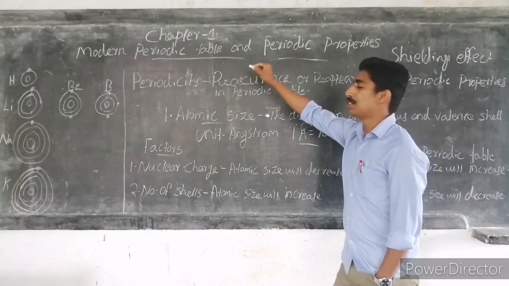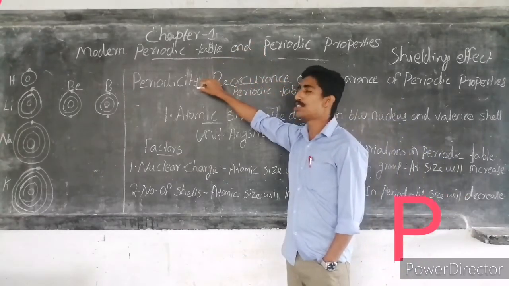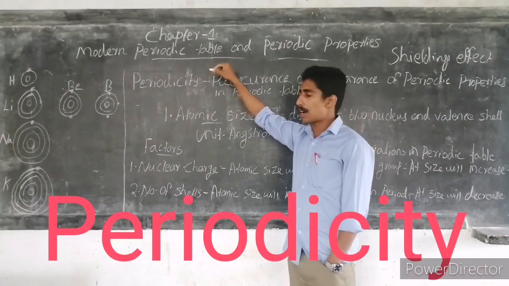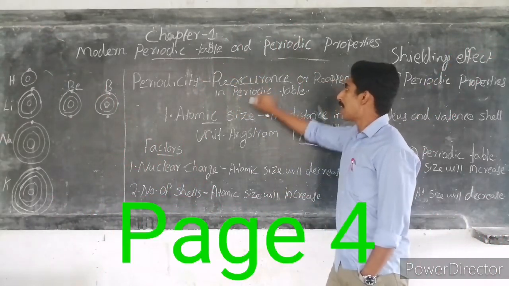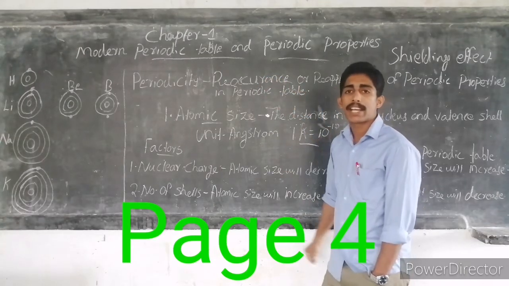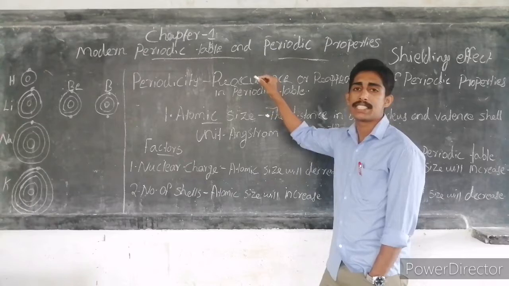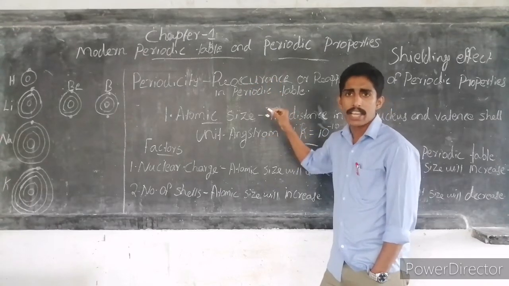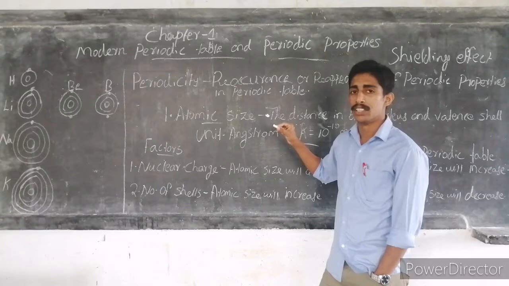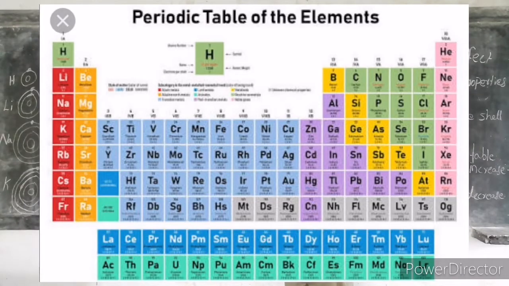The first thing which we have to study in this chapter is periodicity. Actually, what do you mean by periodicity? Periodicity means reoccurrence or reappearance of periodic properties in a periodic table. For that, just take one periodic table. We know the left group elements. What do you mean by groups and periods? Groups means the vertical columns, and horizontal rows are known as periods.